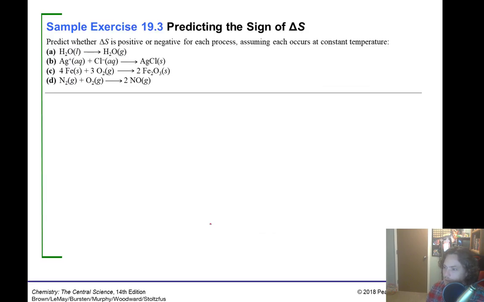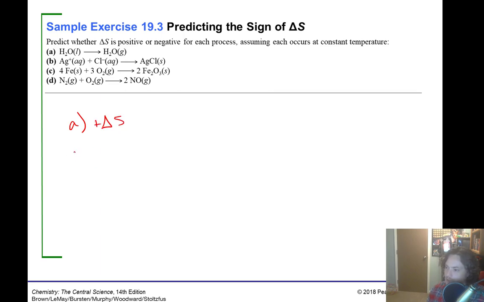All right. So anyway, let's talk about these guys here. So we're going to predict the sign of delta S. Essentially we're just after, is entropy increasing or is entropy decreasing? So here for part A, we're going from water liquid to water gas. Well, we learned earlier that if we go from liquid to gas, then that means our entropy is increasing, so that means we have a positive entropy change.